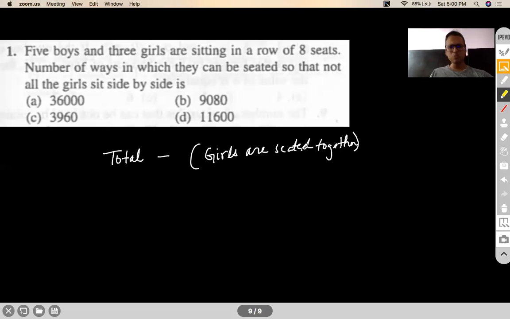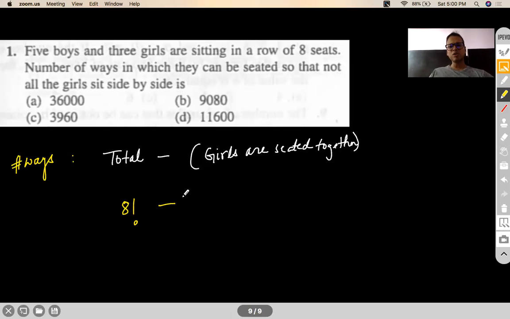That means two of them may be seated together or they may be all separate. Now, what is the total number of ways in which they can be seated? You'll say 8 factorial, right? 8 people, 8 seats. You can arrange them in 8p8, 8 factorial. You can write 8p8 if you want.